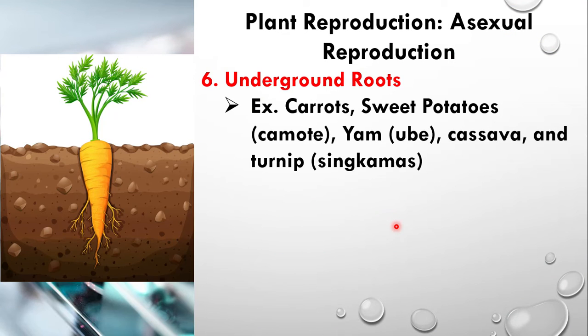Another one is the underground roots, which include carrots, sweet potatoes, ube, cassava, or singkamas. Okay? They are underground roots. So what we eat are roots, specialized roots of plants like kamote, carrots, ube, cassava, mabalanghoy, or singkamas. Again, gabi is not an underground root, it's an underground stem. Okay, stem is different, root is different.